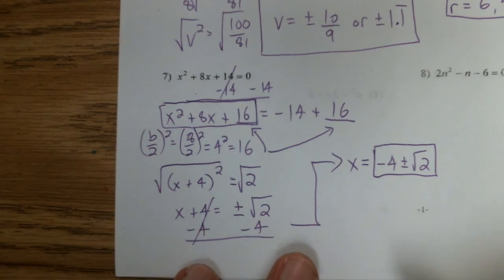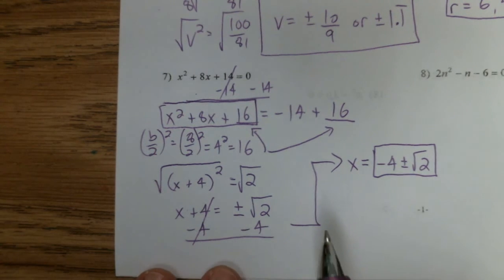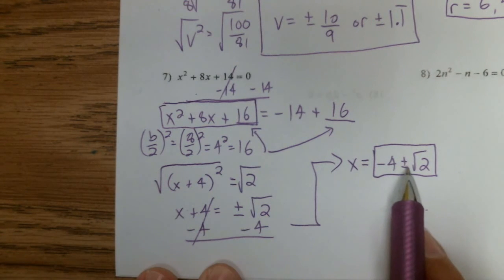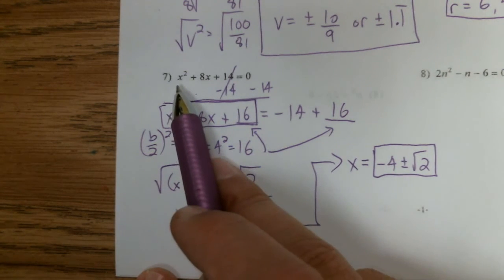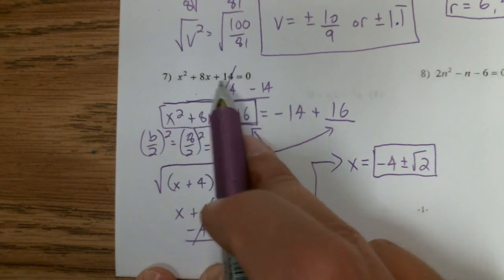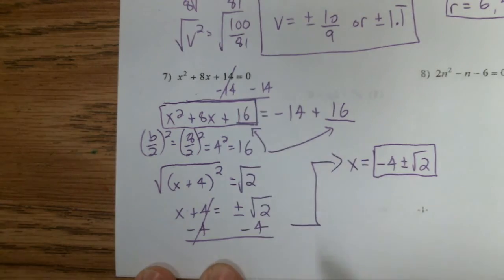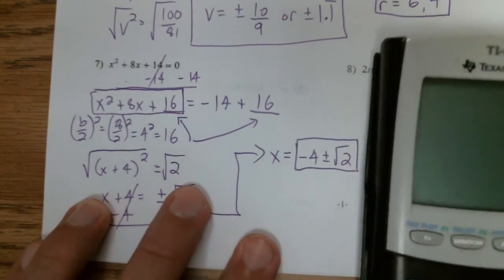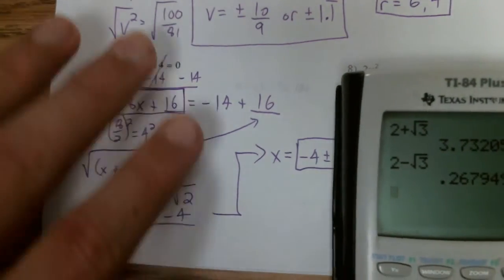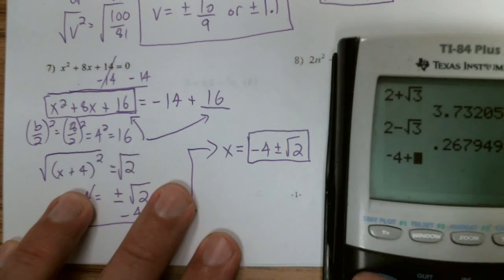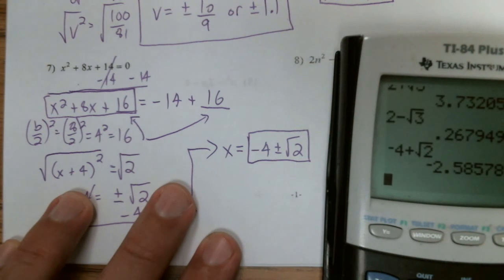If you prefer to convert this to a decimal, especially for those of you that want to plug your answers back in to check, it's kind of hard to plug all of this in for x. So if I were you, I would go ahead and convert this to a decimal so I can stick in the decimal for x and check and make sure my equation equals 0. So if you plug this in a calculator, let me just do this again for you real quick. Slide this over. I'm simply going to do negative 4 plus the square root of 2. I'm going to get an answer.